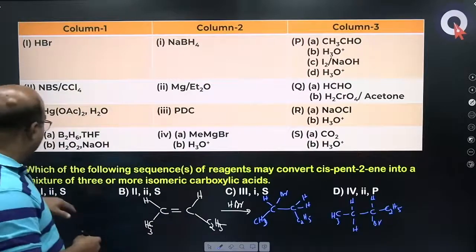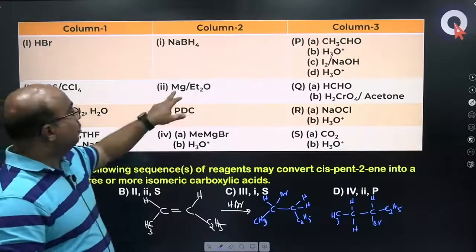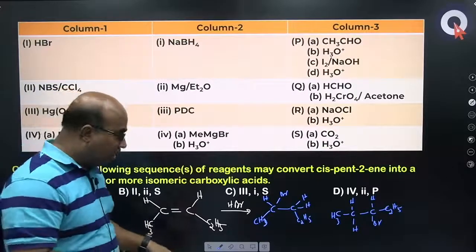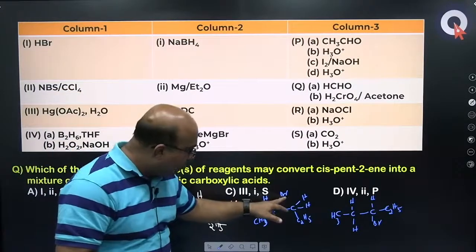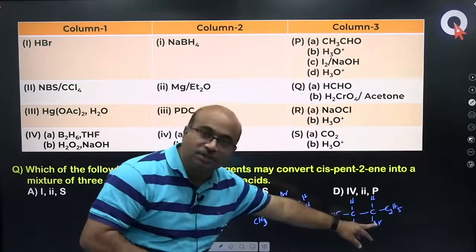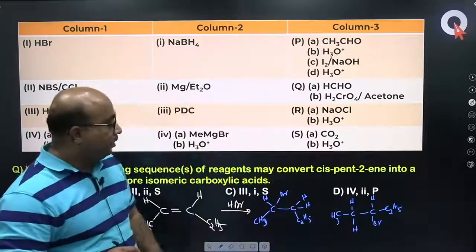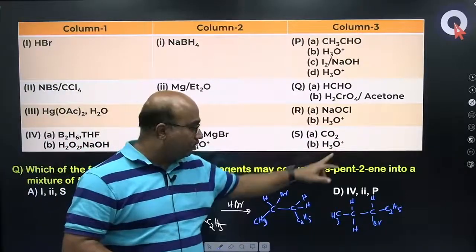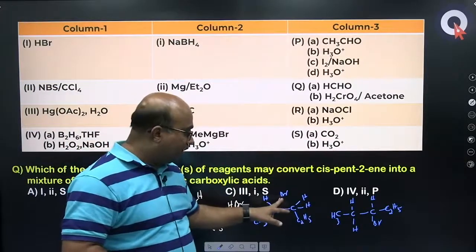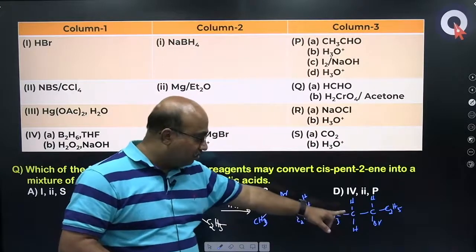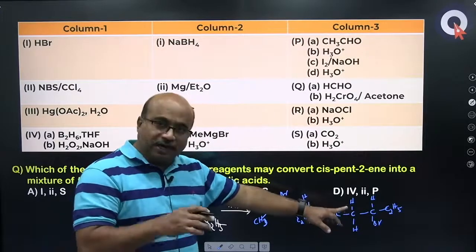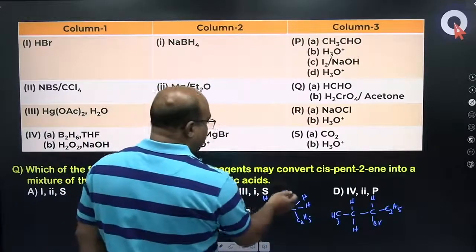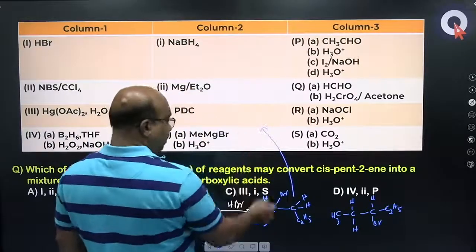Then reaction with 2 again. What is 2? Mg, ether. So again you are converting to the Grignard reagent. So the Br is converted to MgBr. This Br is converted into MgBr. Then reaction with S. What is S? CO2, hydrolysis. So you will do the CO2 reaction here, because it was the Grignard reagent at that particular stage. So what are your final products with the reactions here? You will see CH3.